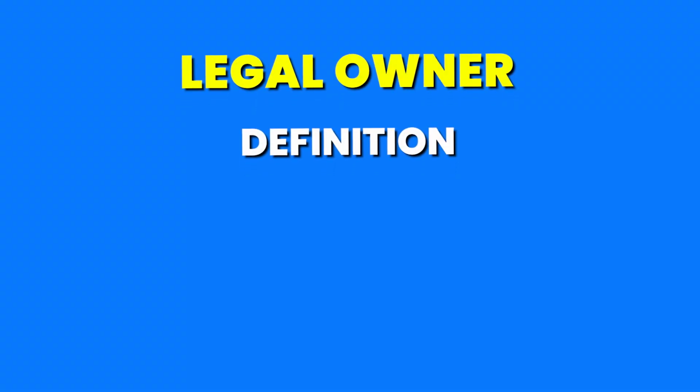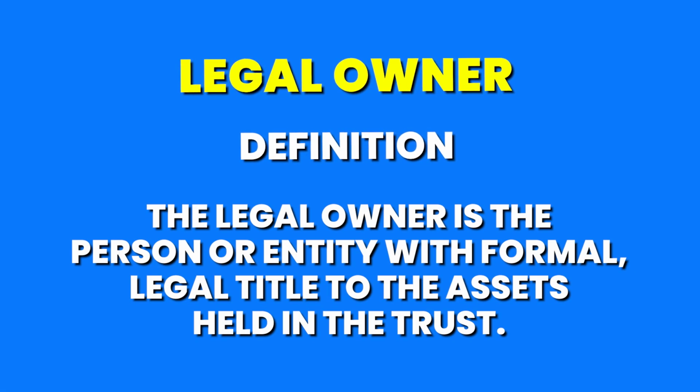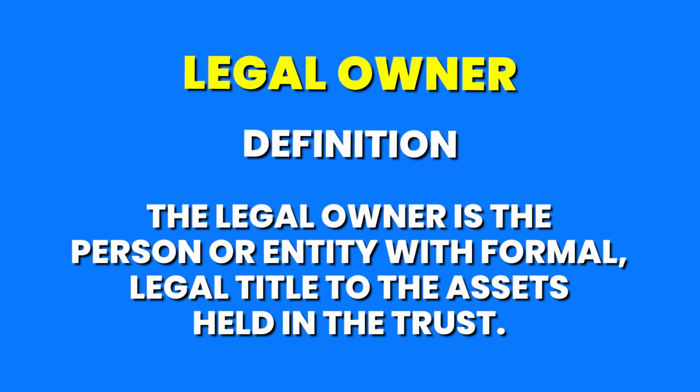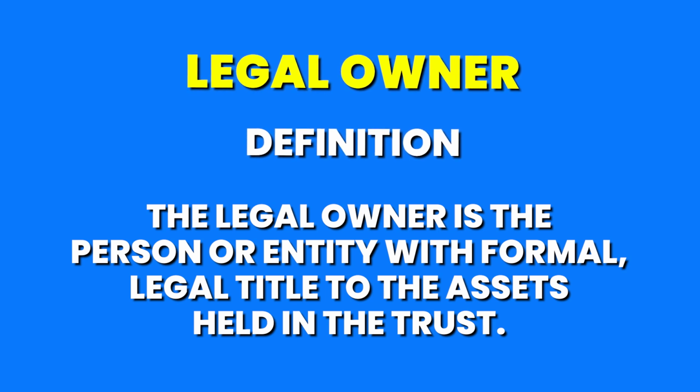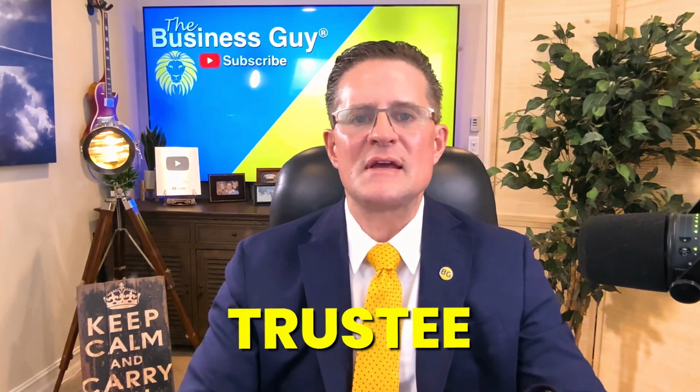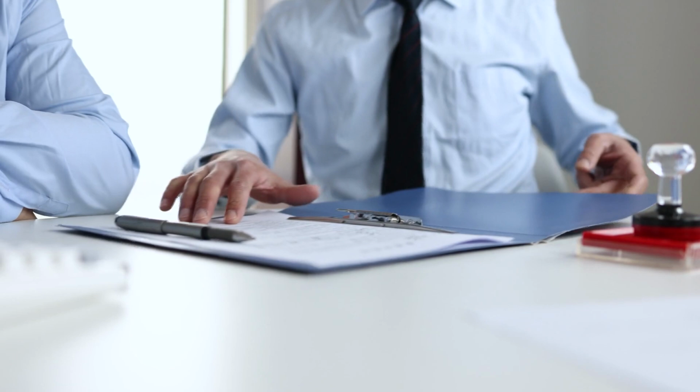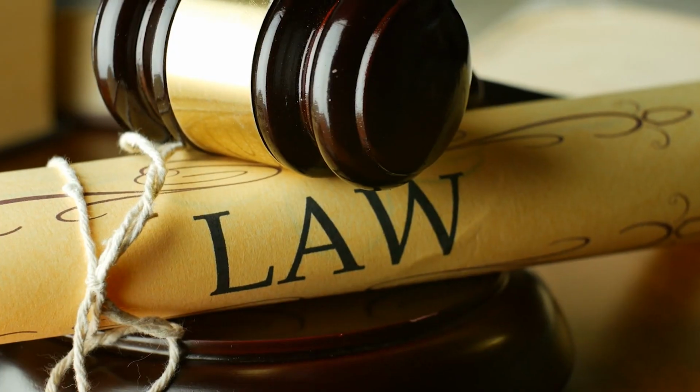This trust separates the legal ownership from the beneficial ownership. Legal owner definition. The legal owner is the person or entity with formal legal title to the asset held in the trust. In this case of an irrevocable trust, this is typically the trustee. Now, the trustee has the authority and obligation to manage and control the trust assets according to the terms of the trust document and applicable laws.